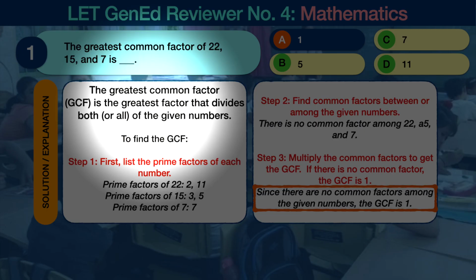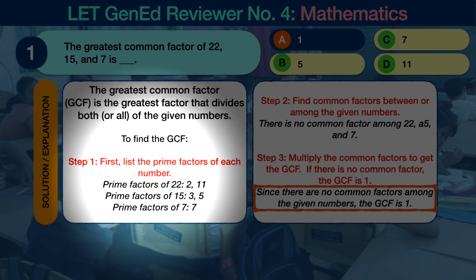The greatest common factor, or GCF, is the greatest factor that divides both, or all, of the given numbers. To find the GCF, first, list the prime factors of each number. The prime factors of 22 are 2 and 11. The prime factors of 15 are 3 and 5. The prime factor of 7 is 7.